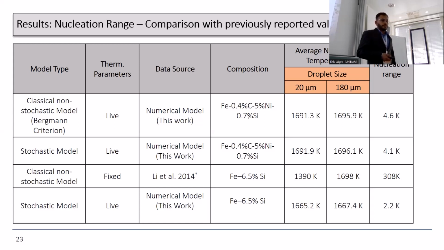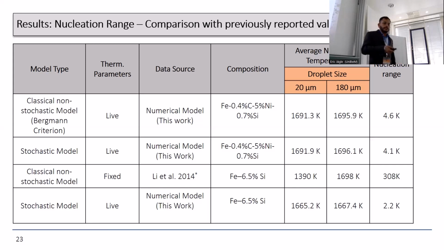And then we tried our stochastic model, where the nucleation probability is computed against a random number, and it also showed a nucleation range of 4 Kelvins. But with a classical non-stochastic model with fixed thermodynamic parameters, the literature gives a nucleation range of 300 Kelvins. So we are unable to reject or accept any of this because we don't have a valid experimental proof. So we suggest we are having a different result, but we need further experimental validation to see which one is actually reporting the right one.